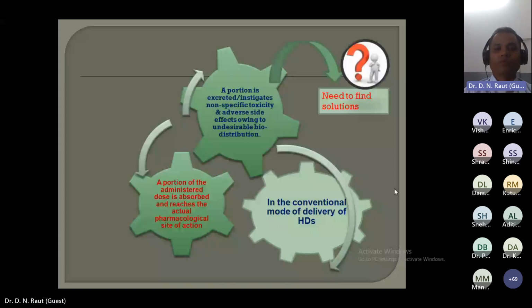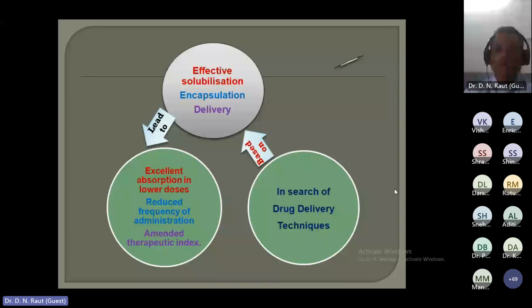So here we need to find solutions for the portions which get excreted immediately, or which do not reach the site of action, or which produce toxicity as well as adverse effects. So there is a need for the development of new drug delivery techniques which could provide effective solubilization, encapsulation, and delivery of the actual bioactive compound, leading to excellent bioabsorption at a lower dose, which could produce less toxicity or no toxicity, then reduced frequency of administration, as well as a maintained therapeutic index.